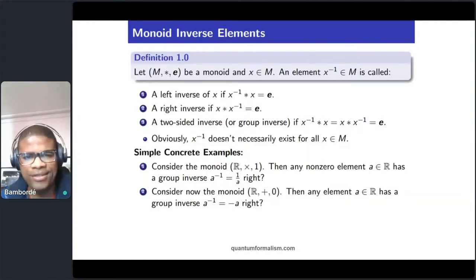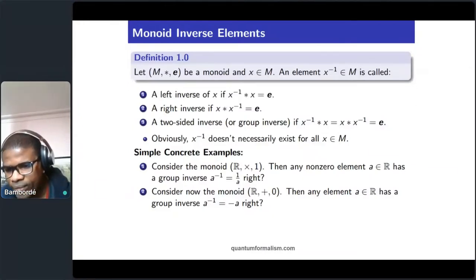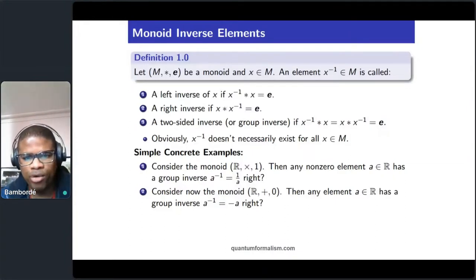If from the left hand side you do the operation, it yields the identity, then it's a left inverse. Likewise, a right inverse if x star x minus one gives the identity. Okay, and it's a two-sided inverse, there is a name for this, which is group inverse, if it is both left and right inverse. Okay. Now, I think it's already obvious from the examples that we've been going through in the past that not all elements of a monoid necessarily have an inverse element, right?